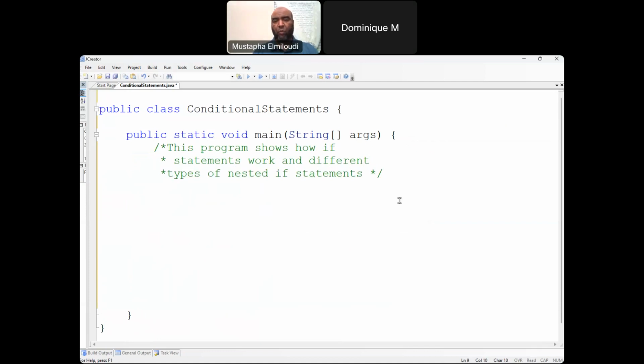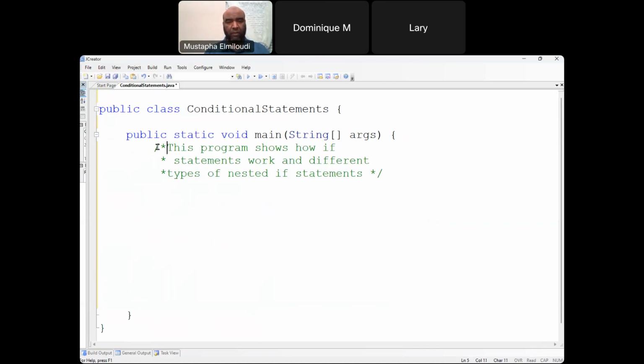So anything between this symbol and this symbol is part of the comments. As you can see, they are in green. Now, after that, that's part of the code. This is not comments. It is code. All right. So, as I said, we're going to be talking about conditional statements.